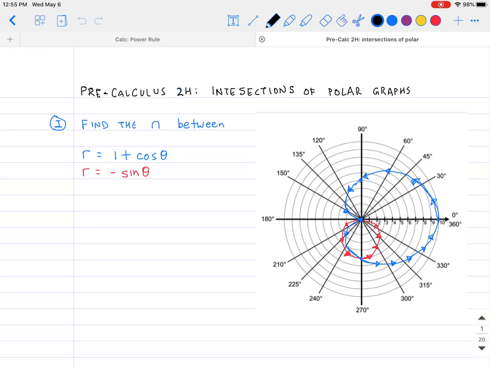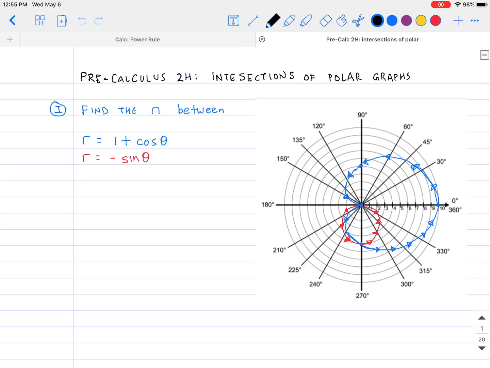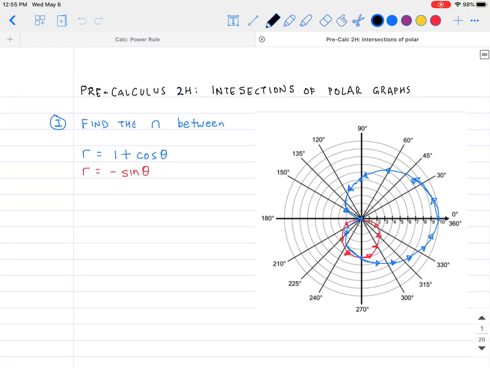Today we're going to be talking about the intersections of polar graphs. This is assuming that you already learned how to graph the polar equations that we've introduced so far, the limaçon, the lemniscate, the rose petal, and the conic section. So this is now looking at how do we find the intersections between them.